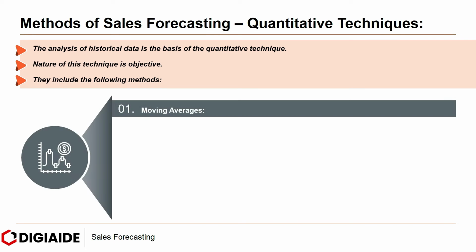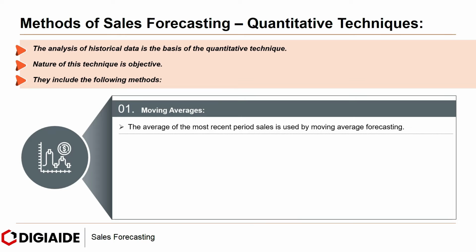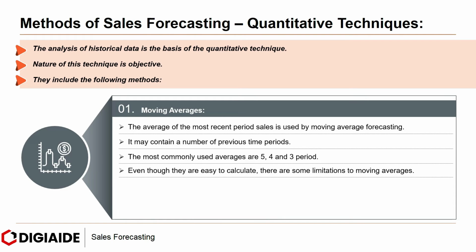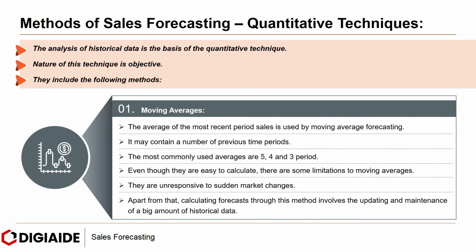First, moving average. The average of the most recent period sales is used by moving average forecasting. It may contain a number of previous time periods. The most commonly used averages are 5, 4 and 3 period. Even though they are easy to calculate, there are some limitations to moving averages. They are unresponsive to sudden market changes. Apart from that, calculating forecasts with this method involves the updating and maintenance of a big amount of historical data.